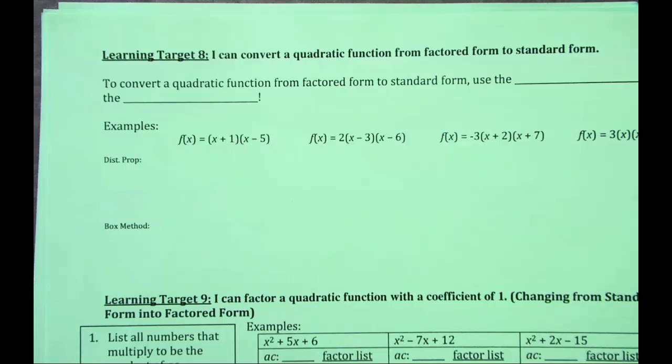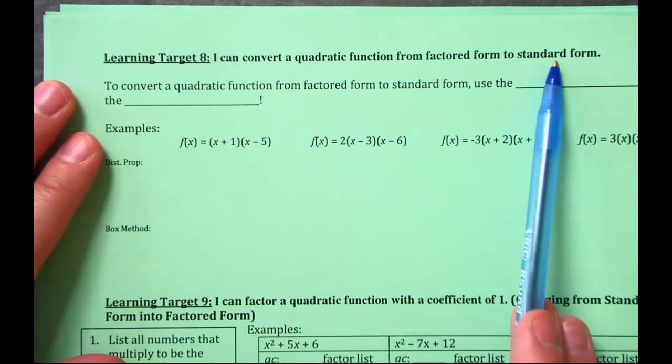For example, vertex form gives us the vertex pretty easily. Factored form gives us the two solutions. And standard form gives us the y-intercept, the c value. Today we're going to start talking about how to convert between the forms, because if you, for example, have a factored form function but you want to know what the y-intercept is, if you convert it to standard form, you'll easily know what that is. So today we're talking about how to convert functions from factored form to standard form.